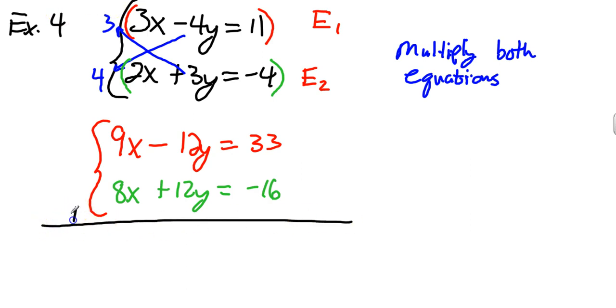Okay, everything's lined up. We're good to go. 17x, the y terms go away, equals 17. There you go. So your x value is 1.